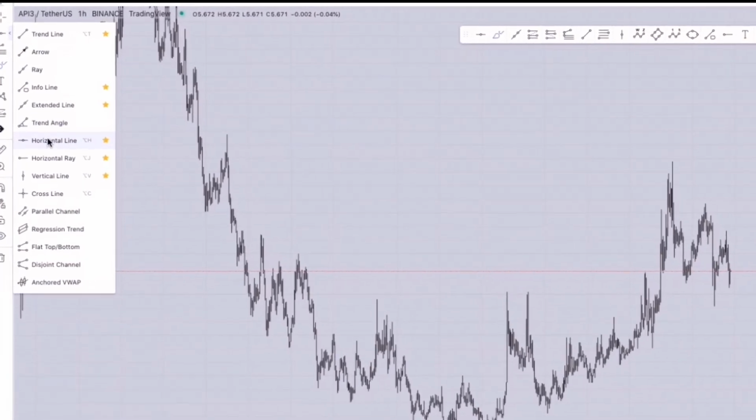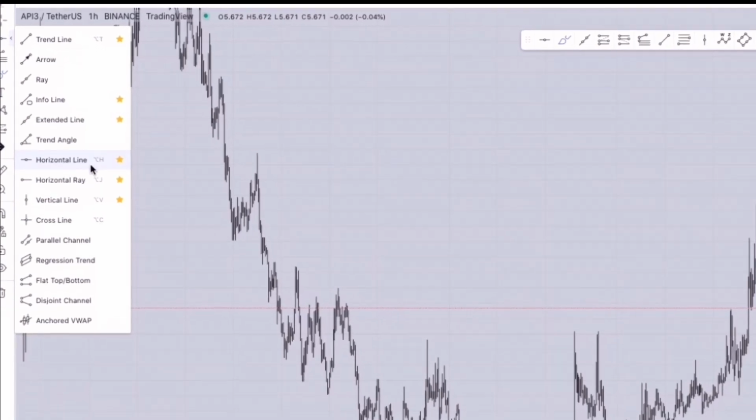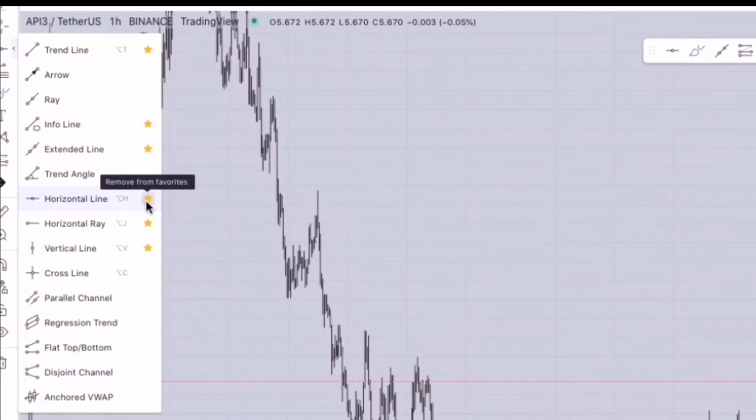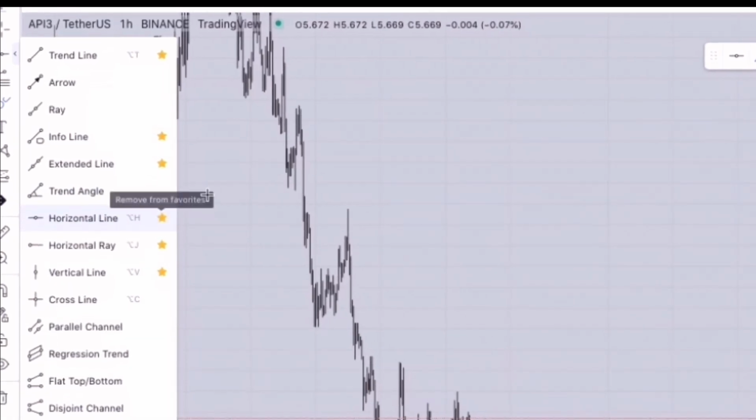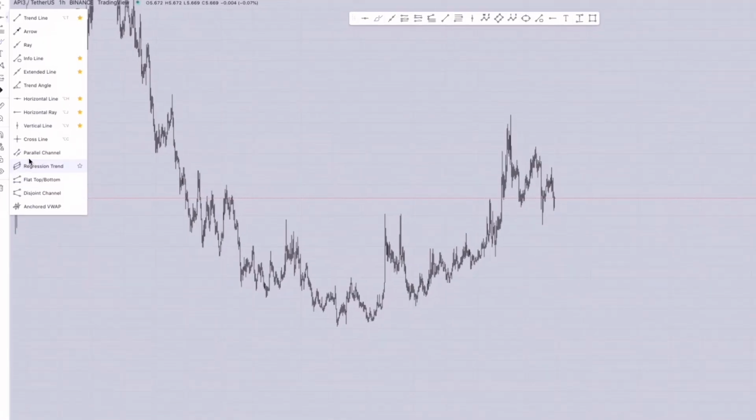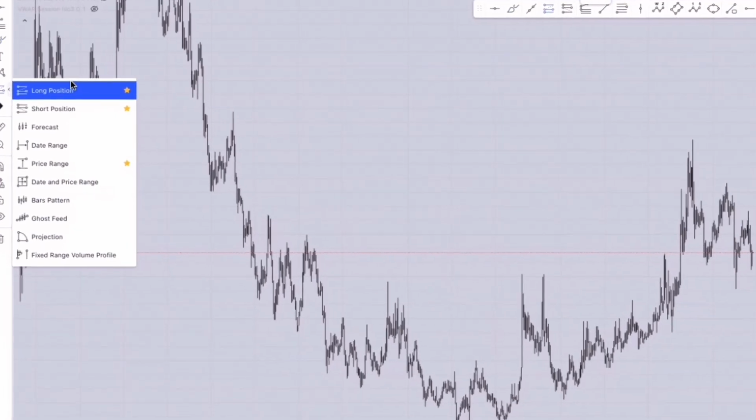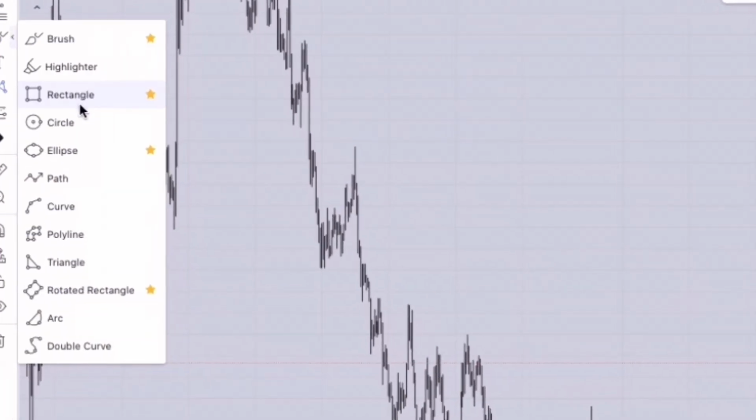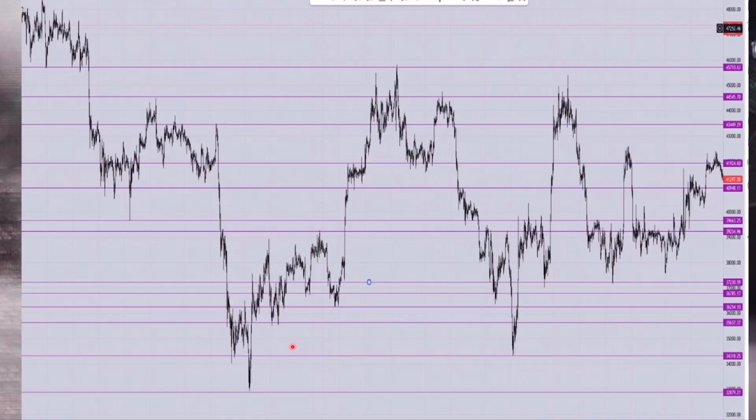This is the one that we need to draw horizontal lines. Just click here at the start and it will be added to this box. And then we will also need long position, short position, price range, and also this rectangle. In order to make the video very short, I have already drawn the lines, but I'm going to explain it really deeply. So here's our lowest point.